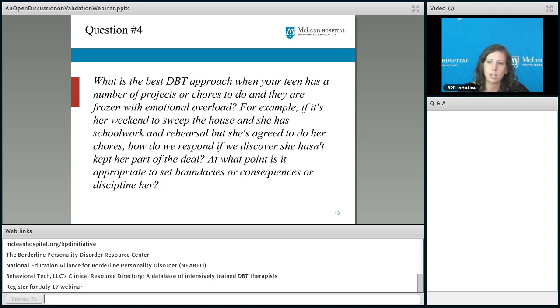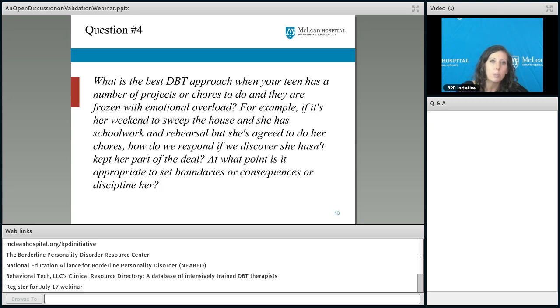But one of the ways to do it is if you've set an expectation and she has said I'm going to do it, and things came up that weekend around emotional overload, your task is really to validate the emotional overload, right? Seems like whatever went on this weekend was really stressful and hard, and it was difficult to get lots of things that you had said done. And then you get to use that, and that's where your synthesis comes in, right, with acceptance and validation and then a little bit of change. We discussed that you were going to do your chores. This weekend you were going to sweep the house.